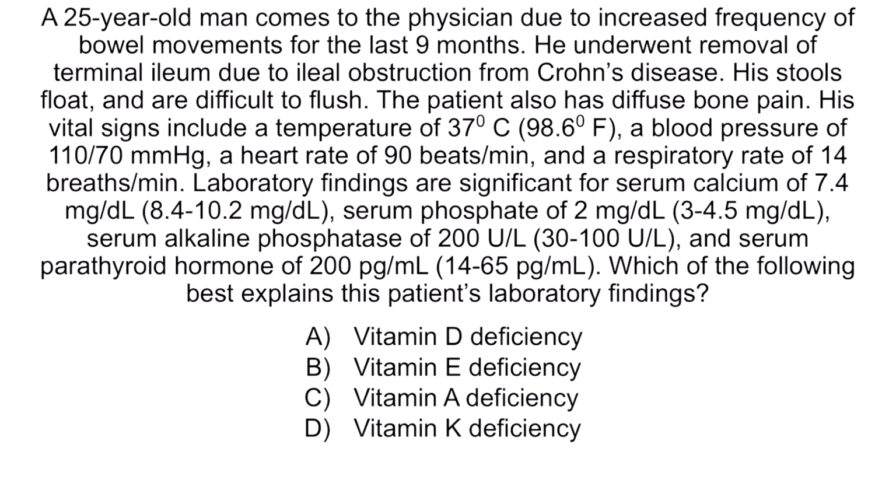His vital signs include a temperature of 37 degrees Celsius, blood pressure of 110/70, heart rate of 90, and respiratory rate of 14. Laboratory findings are significant for serum calcium of 7.4, serum phosphate of 2, serum alkaline phosphatase of 200, and serum parathyroid hormone of 200. Which of the following best explains this patient's laboratory findings?